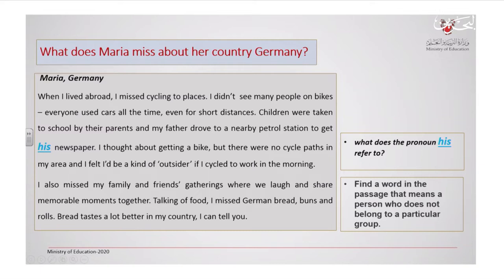Children were taken to school by their parents, and my father drove to a nearby petrol station to get his newspaper. I thought about getting a bike, but there were no cycle paths in my area, and I felt I'd be a kind of outsider if I cycled to work in the morning. I also missed my family and friends' gatherings, where we laugh and share memorable moments together. Talking of food, I missed German bread, buns, and rolls. Bread tastes a lot better in my country, I can tell you.